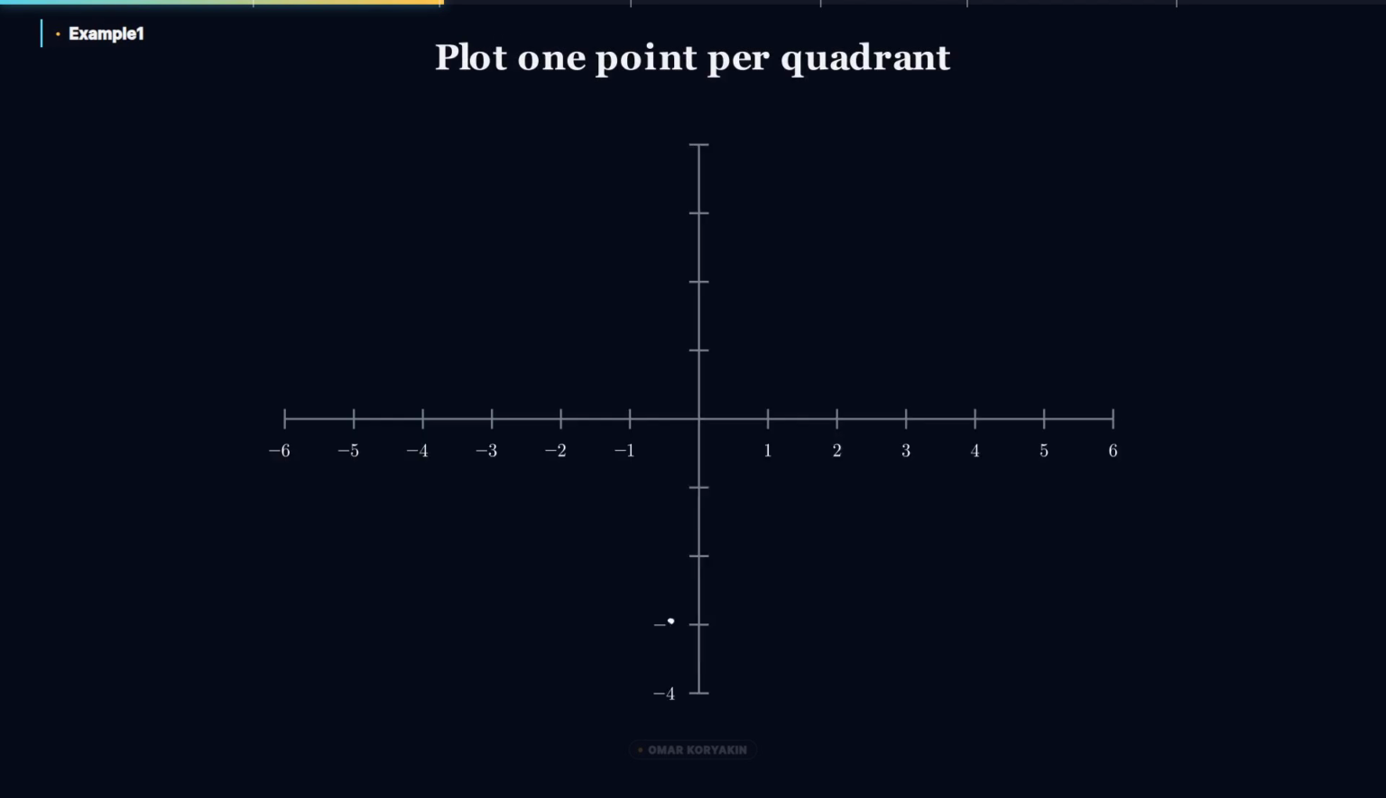Here is the first worked example. Plot 4 points on the coordinate plane, 1 per quadrant.